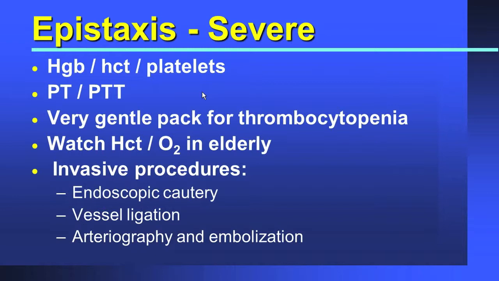And in some isolated cases where the more conservative packing is not successful, or they have really severe volumes of bleeds, or patients have bled through the packing that's in place, then we have more invasive procedures as options, including endoscopic cauterization in the operating room, or vessel ligation in the operating room, either of the anterior ethmoid through a Lynch incision, or a formal ligation of the internal maxillary through a Caldwell-Luc kind of procedure.